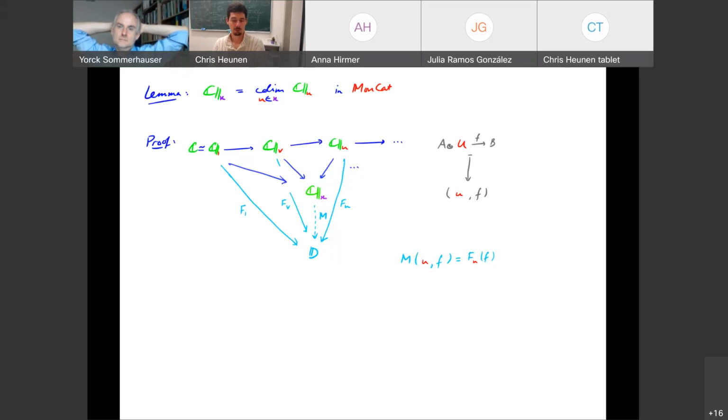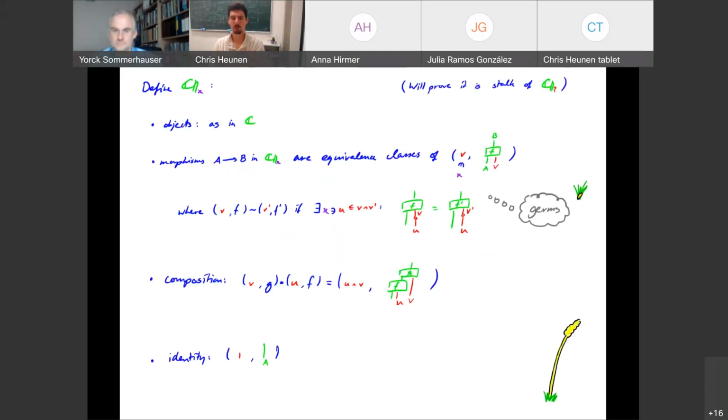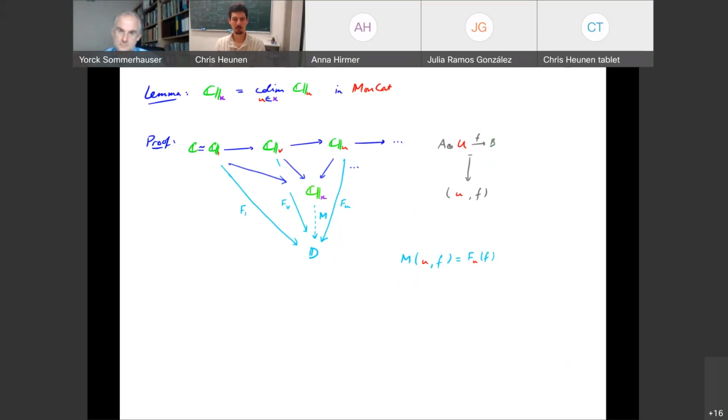And this will also help you show that it's a colimit, because if there's any other category D and any other functors Fu that make the diagram commute, there's a unique functor M from the stalk to D, and you know exactly what it must do. Namely, you take a representative F that lives over U, and you just look at what the functor Fu does to it, and that's all. It has to be that one. So in other words, this category you've defined here, this very concrete definition, is the stalk. You can prove that it's even isomorphic to the stalk, not just equivalent.